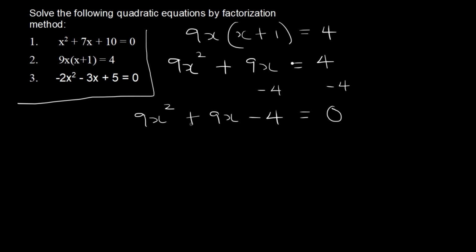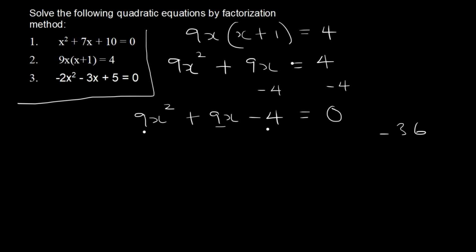All right. Now, in the previous problem, we said that the coefficient of x squared was 1. Now, in this problem, we have 9 as the coefficient. So what we'll do is to multiply 9 by minus 4. So if we do that, we'll have minus 36 as our product. And our sum is positive 9.